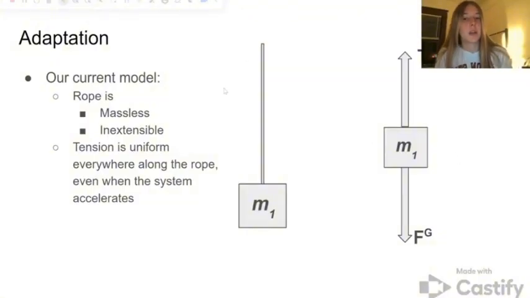Often we would get drawings that look like this, where we have a mass hanging from a rope, and then our free body diagram would look like something over to the right, where we have this mass and we have the force of gravity and the force of tension, and that's it acting on the system. We don't have to include the rope at all.